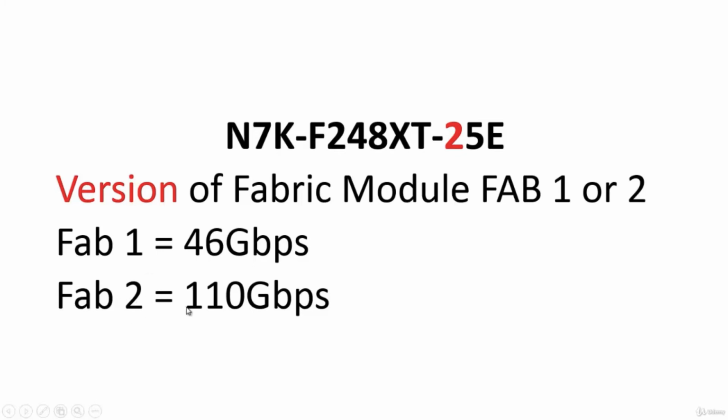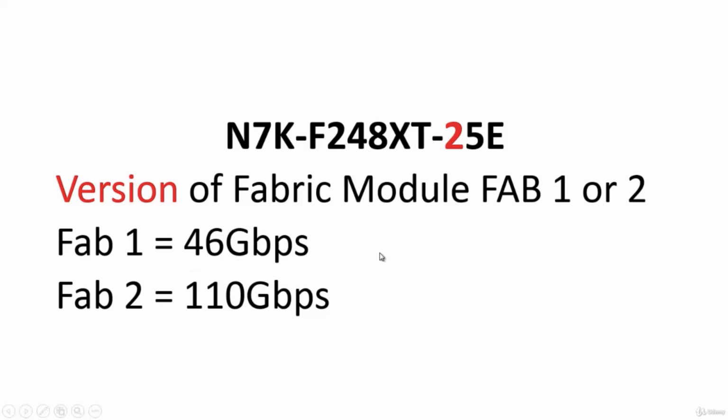Alright, because Fab 2 will provide you 110 Gbps. So one fabric module provides bandwidth for each line card. Let's say I am using one Fab 1 module that provides 46 Gbps, and we have a chassis of, let's say, 7018. That would mean there would be 16 modules, right? So it will provide 46 Gbps to each module. Understand this: one Fab 1 will provide 46 Gbps to each line card.